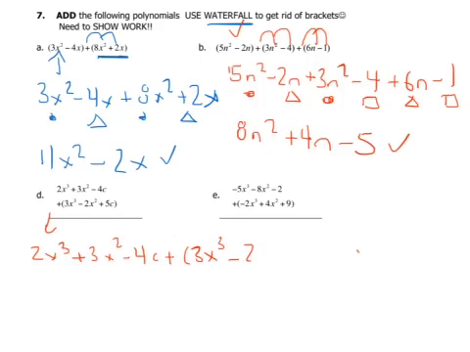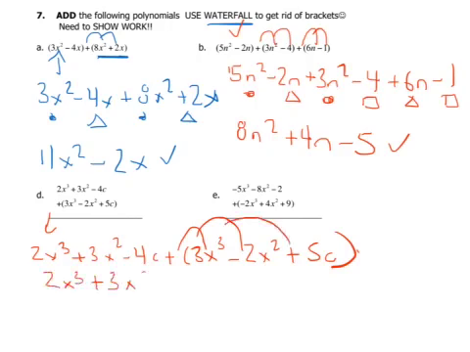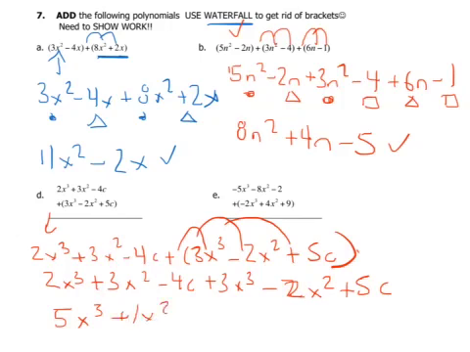3x cubed minus 2x squared plus 5x. And then do the flying arrows 3 times. So that should be 2x squared plus 5x. Okay, and then finally when you collect the like terms, you would have 5x cubed, positive 1 or just x squared, and then positive 1x, or just x.